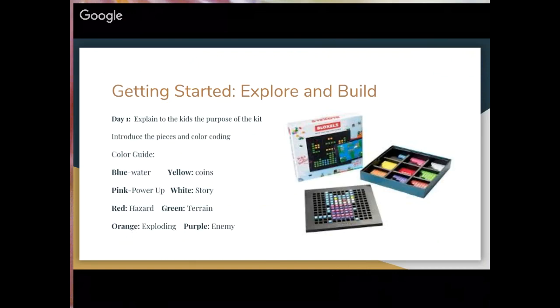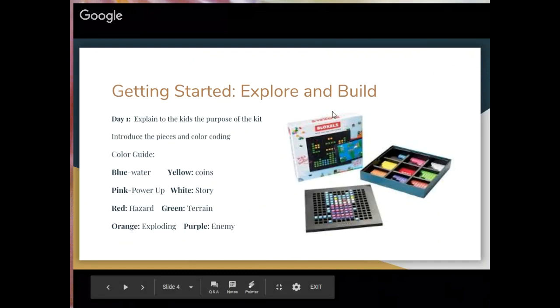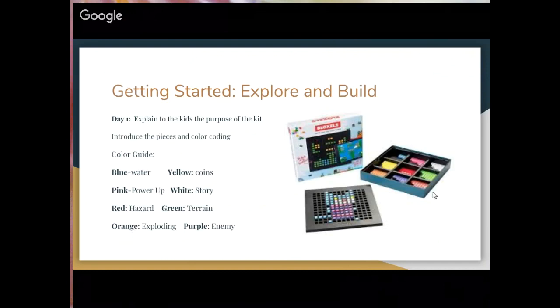So I have a picture of my Bloxels kit. This is kind of what it looks like. It comes in a box, and everything you see here comes in the box. It is separated in 9 different boxes, although you have 8 colors. This middle box is just kind of fancy in the middle.